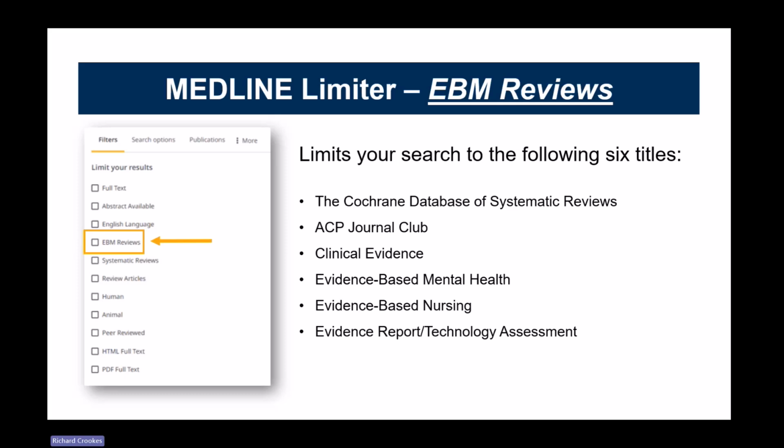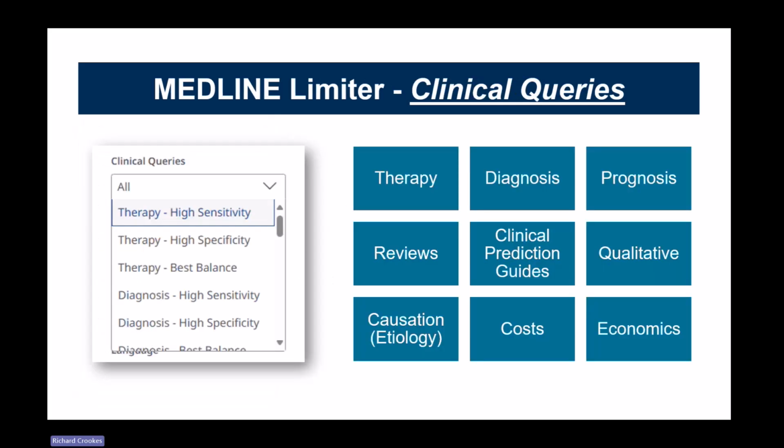In addition to that, we have also the clinical queries filter. This is also available for CINAHL as well. And we have these specific search strategies that are designed to narrow your results in these 9 research areas. So therapy, diagnosis, prognosis, reviews, as well as quantitative research, costs, and economics as well.